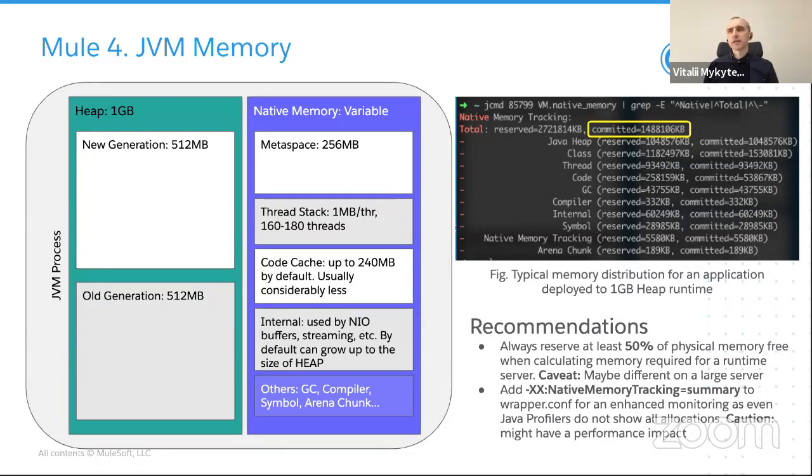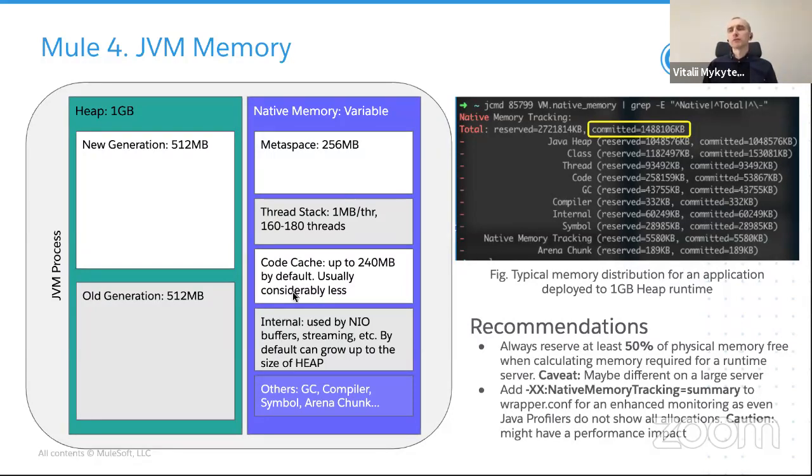You also have a code cache, which using default JVM parameters can grow up to 240 megabytes. The value can be adjusted, and those values are dynamically allocated. So when code cache does not require that memory, it reclaims back memory to the operating system.